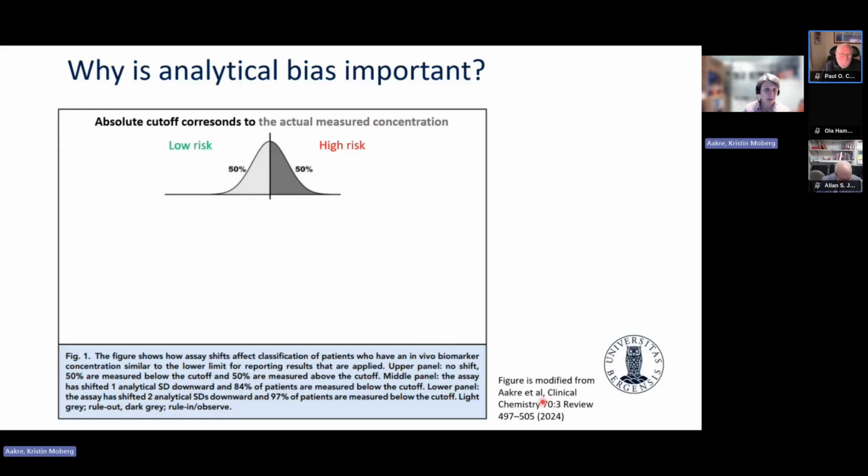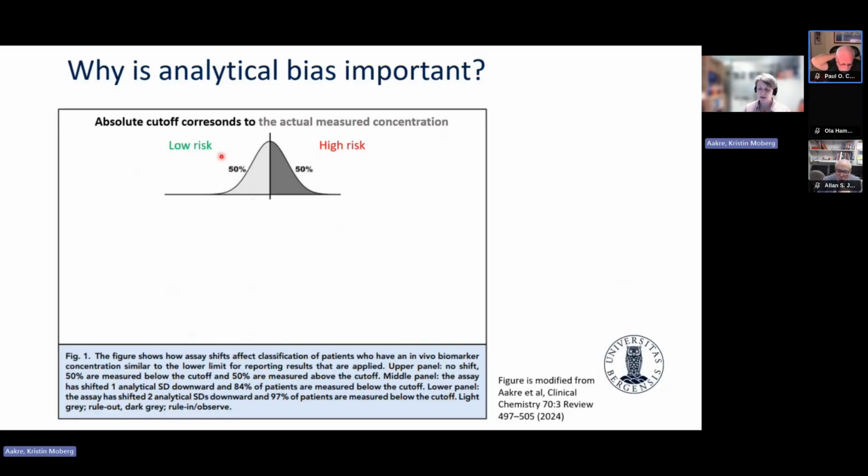However, the situation is a little bit different for bias, because bias does not only apply to individuals. Analytical variation is very much applicable to the individual patient, but bias applies to the whole population you measure. So if you look at the example here, you have the same situation. You have an absolute cutoff here, and you have a concentration in your patient that corresponds exactly to that absolute cutoff. So there is a 50% chance of being classified as high risk, and a 50% chance of being classified as low risk.